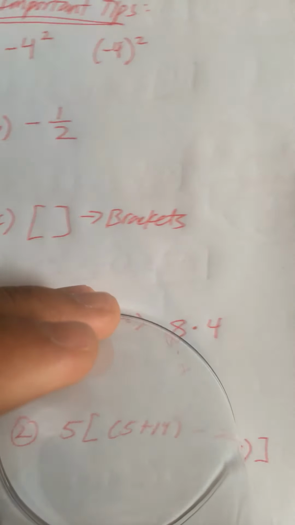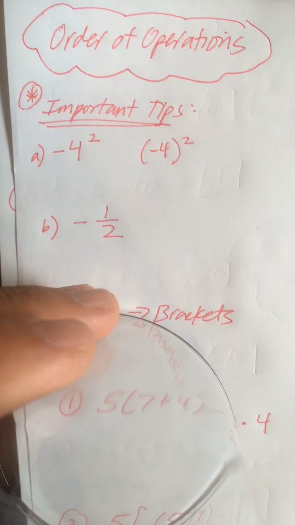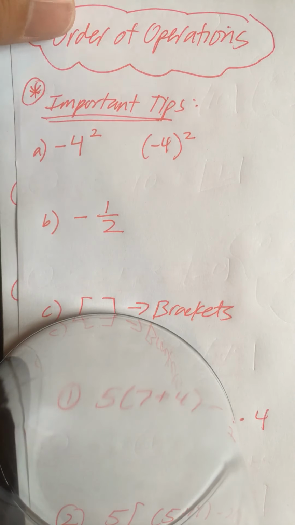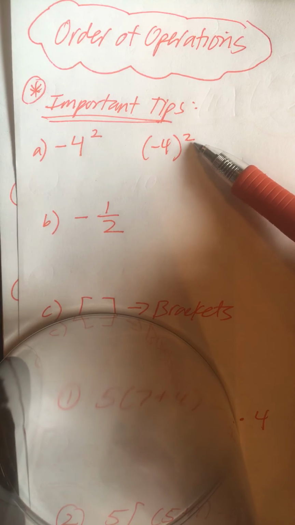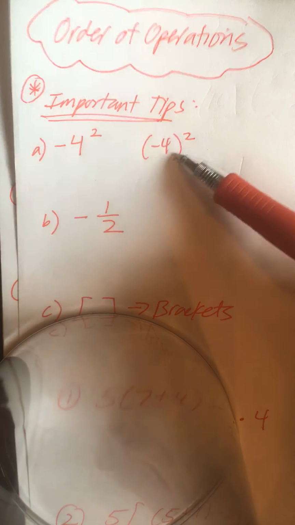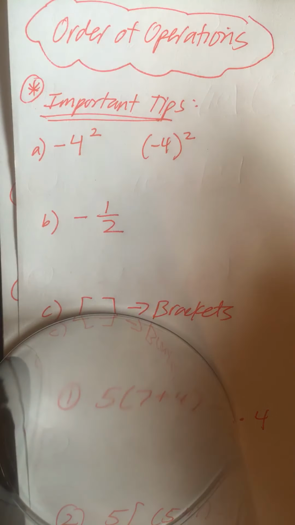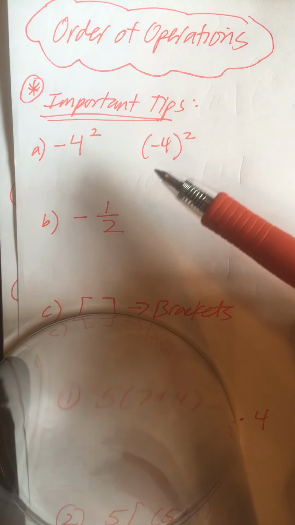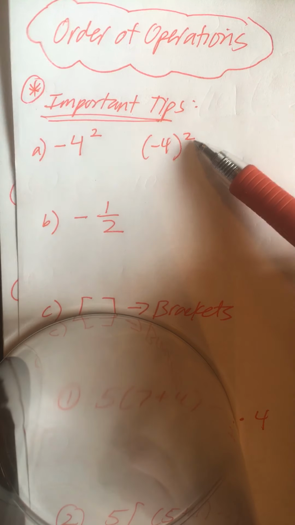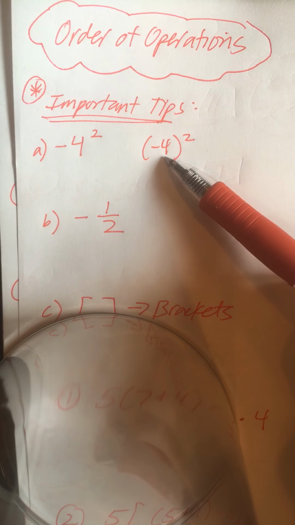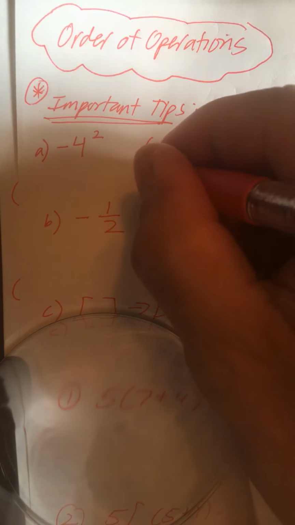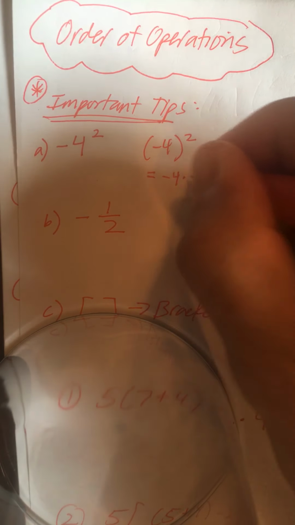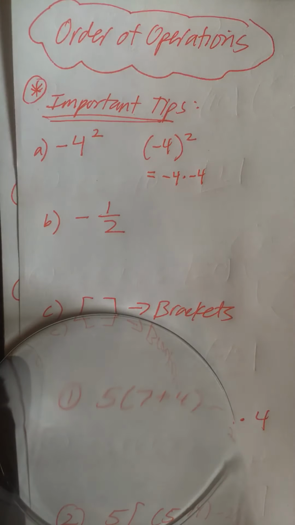A couple important tips, guys, that I really want to show you going into high school because I think this is good and this will be helpful, okay? Negative 4 squared and the quantity negative 4 squared, these are not the same result. These are different. Okay, so let's look at this first one, negative 4 squared. So that's saying we're taking negative 4 and we're going to multiply it by itself 2 times. So really what this is equal to is negative 4 times negative 4.